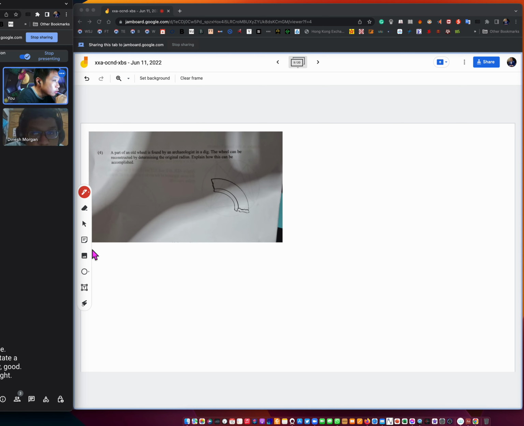It's super weird. An old wheel is found by a car. The wheel can be reconstructed by determining the original radius. How can this be accomplished? What is the question about actually? No, it's not a math question, but I think definitely it has something to do with math. But how do you use math to explain this? A part of an old wheel, the wheel can be reconstructed by determining the original radius. Yeah, how?